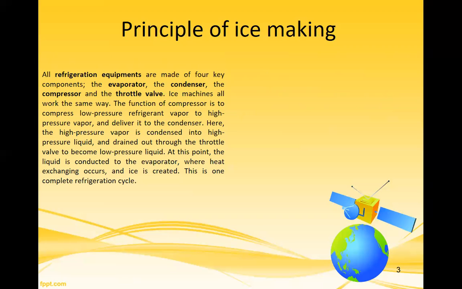The function of the compressor is to compress low pressure refrigerant vapor to high pressure vapor and deliver it to the condenser. Here, the high pressure vapor is condensed into high pressure liquid and drained out through the throttle valve to become low pressure liquid. At this point, the liquid is conducted to the evaporator, where heat exchanging occurs and ice is created. This is one complete refrigeration cycle.